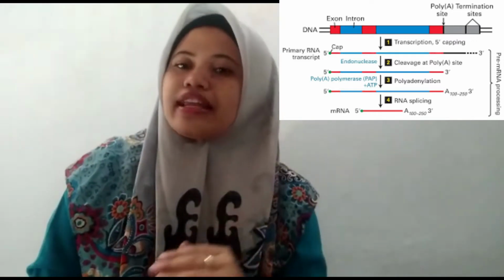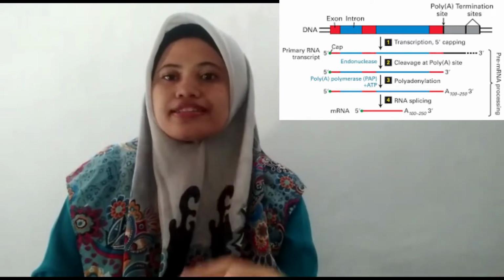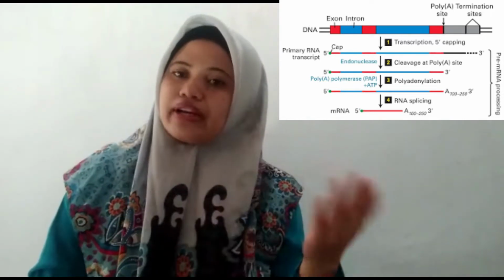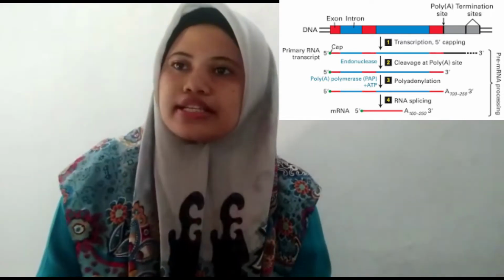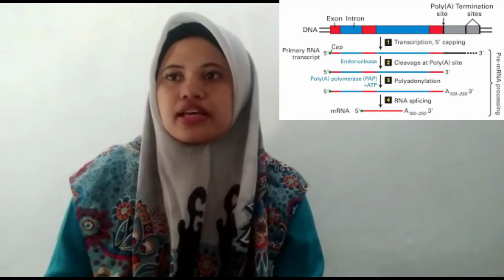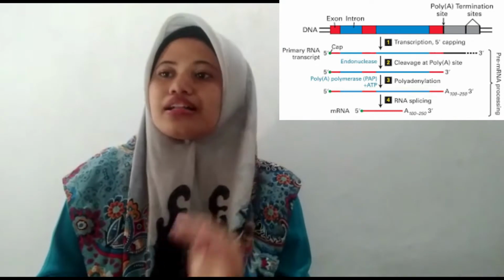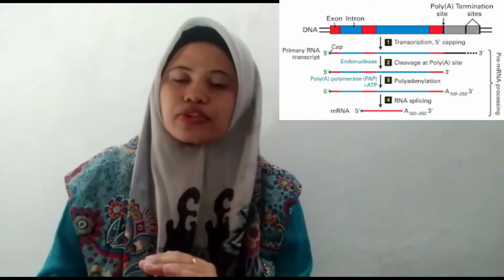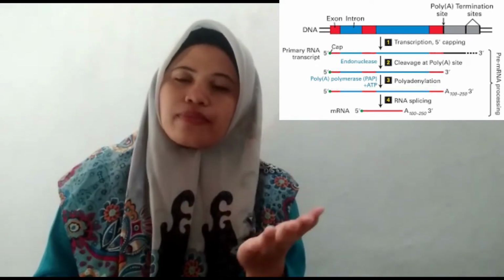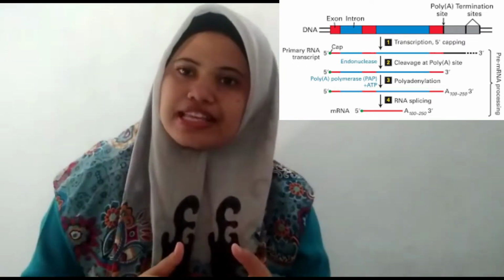And then polyadenylation adds a tail to the mRNA. The tail consists of adenine bases. It signals the end of the mRNA. It's also involved in exporting mRNA from the nucleus, and it protects mRNA from enzymes that might break it down.